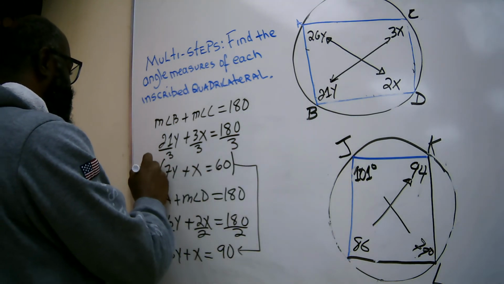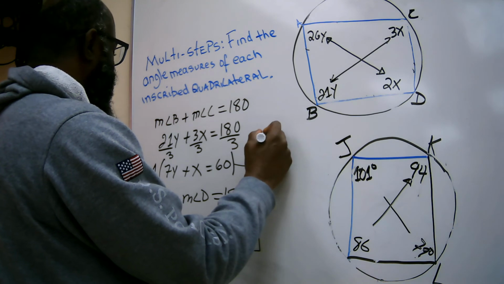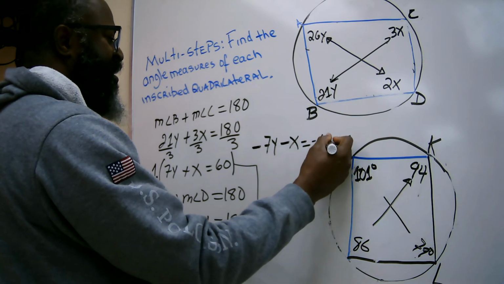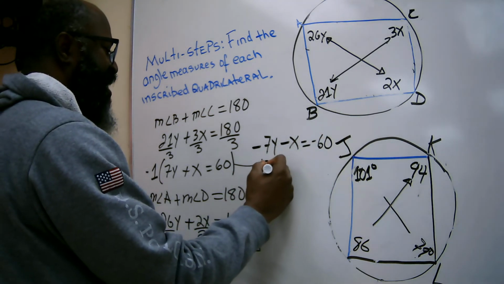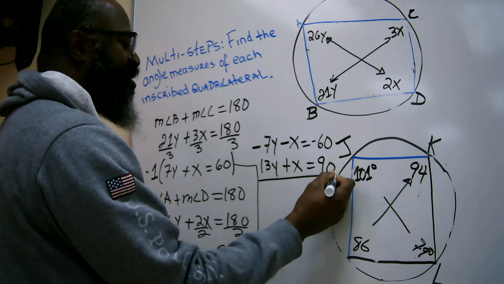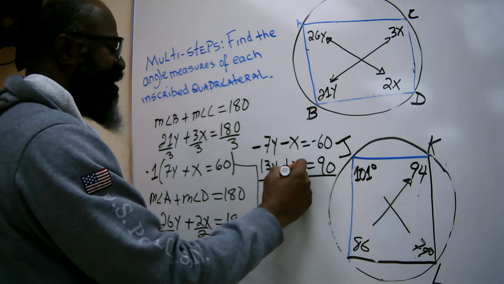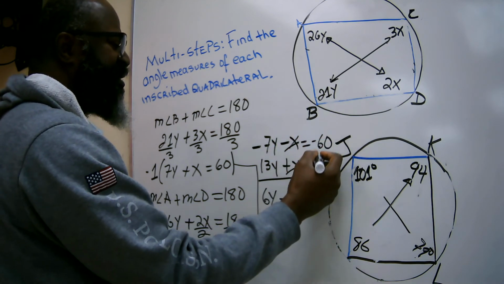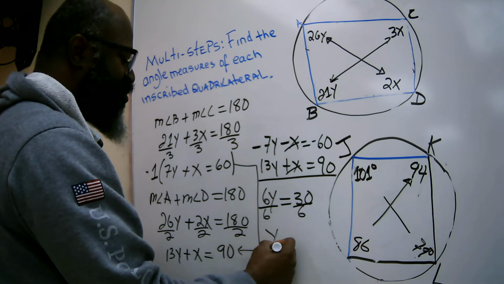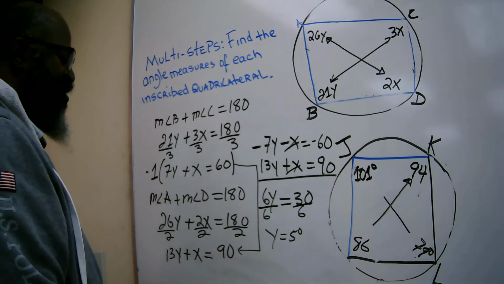So I will multiply the first equation by -1, where x can be cancelled out. I will end up with -7y minus x equals -60. Then I'm going to bring the other equation, which is 13y plus x is equal to 90. Since I'm going to use linear combination or elimination, I will end up with 6y, those x will cancel each other, is equal to 30. Then I will divide both sides by 6. In this case, y will be 5 degrees. Then I know y. Then I can go into one of them and solve for x.